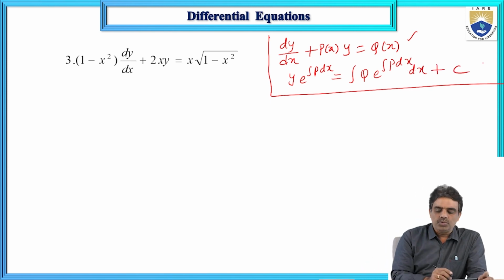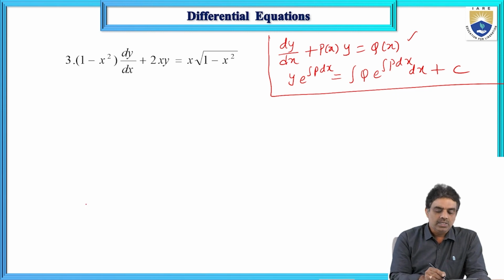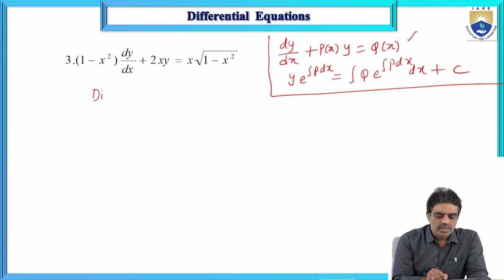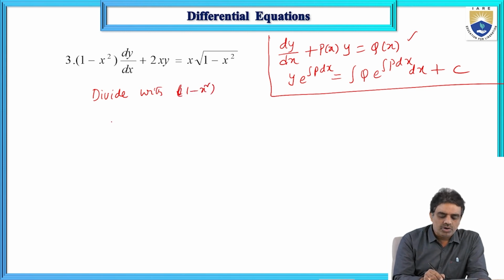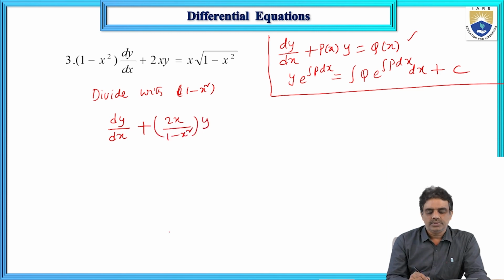Right? So now I would like to write the given equation in standard form. This is dy by dx plus p of x y is equal to q of x. So divide throughout the equation with 1 minus x square. Then what we will get? dy by dx, the first term. Second term, 2x by 1 minus x square of y is equal to x root of 1 minus x square by 1 minus x square.